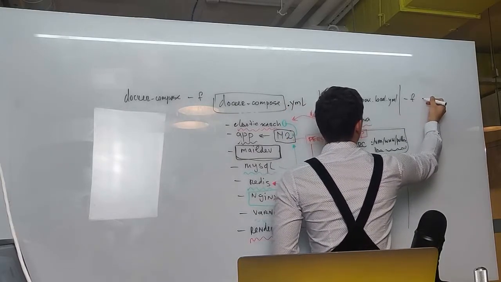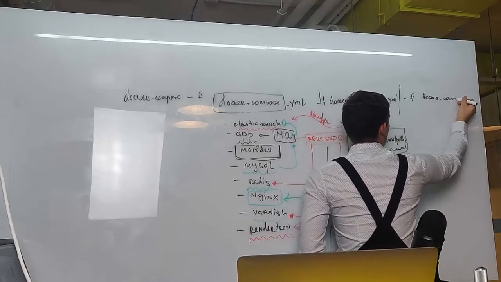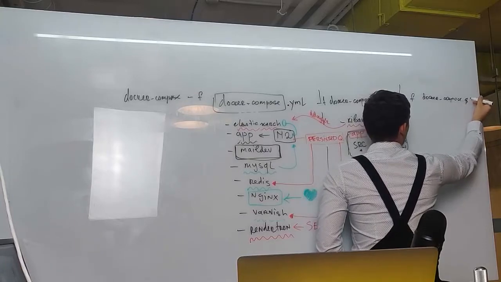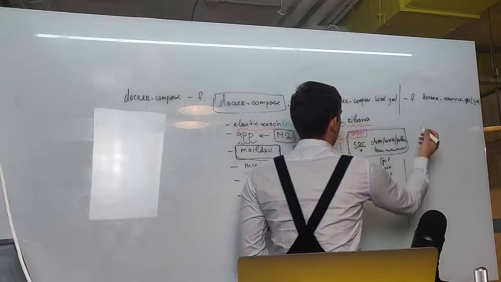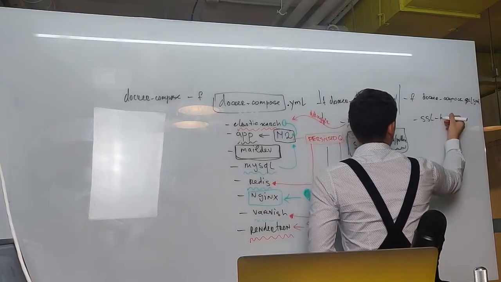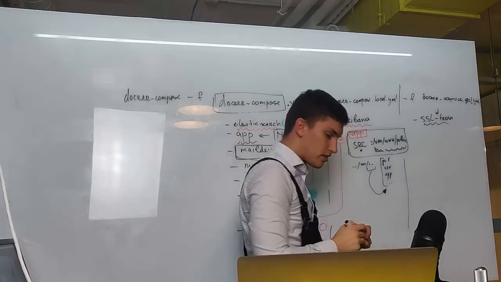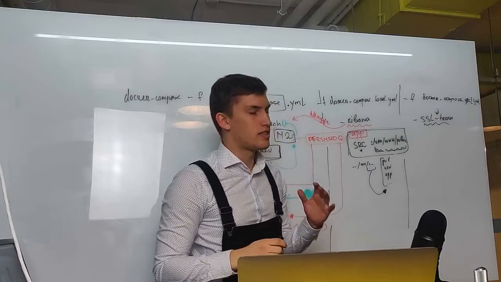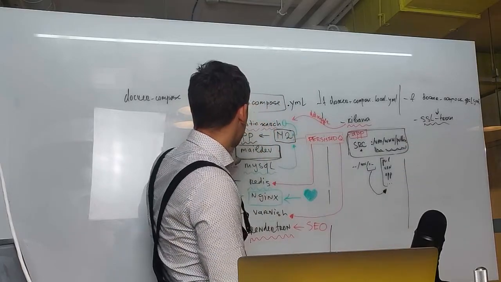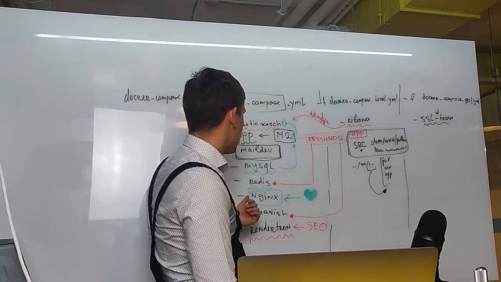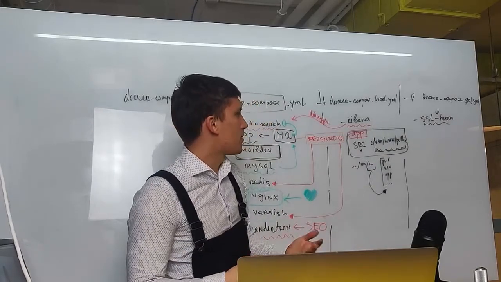But here, -f, additional file, docker-compose.ssl.yaml. This file is here to add an additional service called SSL terminator. So it's ssl-term with the dash. So what the service does, it stands before the original Nginx container, Nginx service, and it stands before it because it needs to provide the certificates and encrypt the connection.